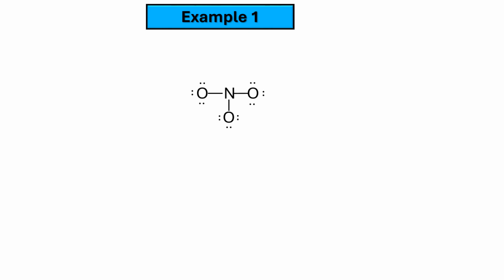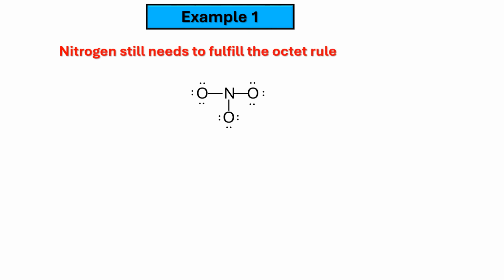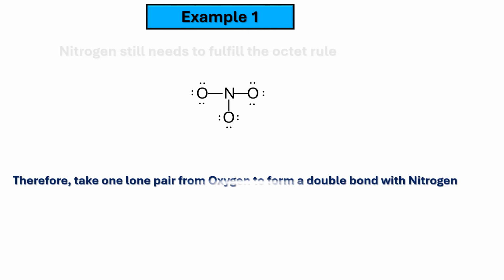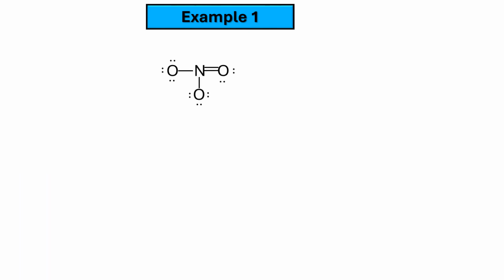But nitrogen still needs to fulfill the octet rule because it only has 6 electrons since we removed the 2 unshared electrons. So we need to take a lone pair from one of the oxygen in order to form a double bond with the nitrogen. We take 2 electrons here and we share them with the nitrogen. And there's the double bond. Now every atom fulfills the octet rule. So this is example number 1.